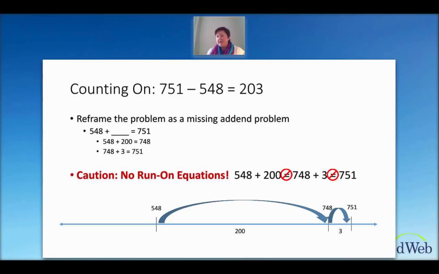The thing I want you to be careful of is no run-ons are allowed. Sometimes when we write this, we have a tendency to write 548 plus 200 is 748 plus 3 is 751. But 548 plus 200 is not the same as 751. That's why my little red no signs are in there.